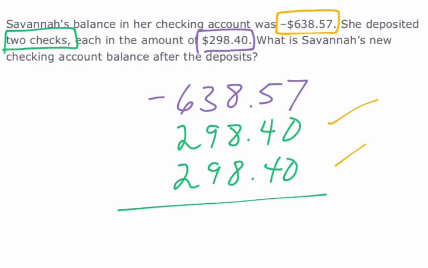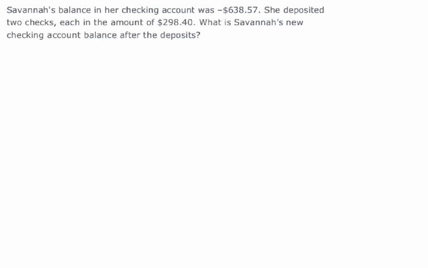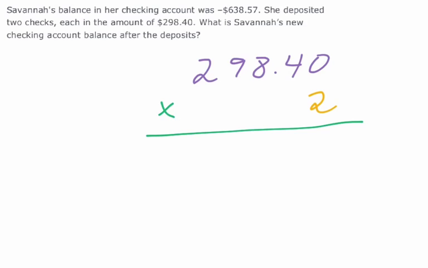So the best thing to do, because we have 2 checks, is to take $298.40 and multiply it by 2. You could add it to itself if you wanted to, but I'm going to multiply by 2 and see what we get here. And then we could subtract that. I'll show you how we do that with the negative value from the amount she started with.